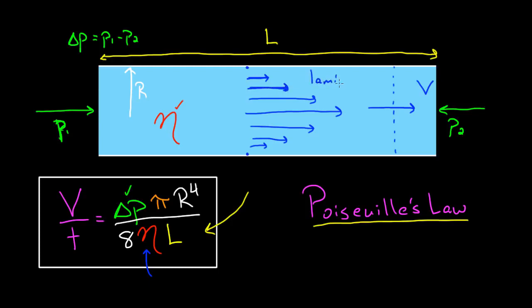So laminar flow means these layers of fluid stay in their lane, basically. They do not cross over. Once you start getting turbulence, you'll need a much more complicated equation to describe the dynamics of this. So we're assuming no turbulence and a nice Newtonian fluid, and if that's the case, Poiseuille's law gives you the volume that flows through a pipe per time.